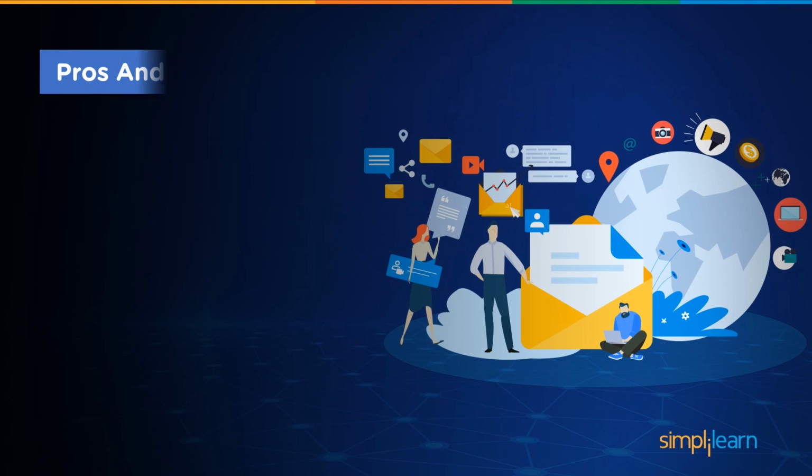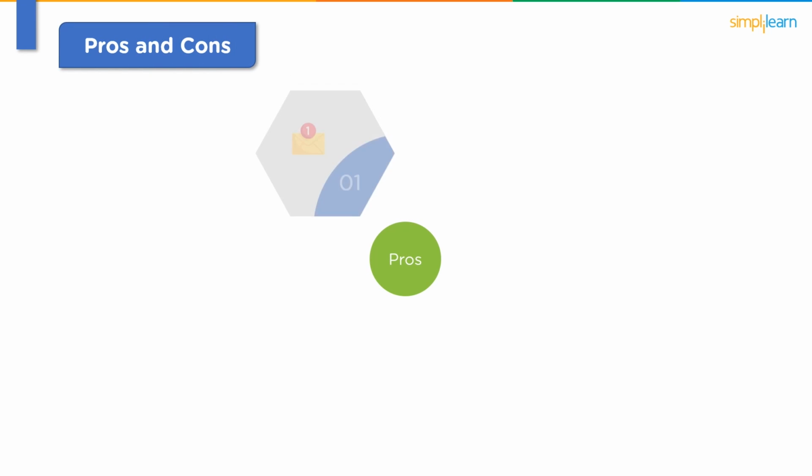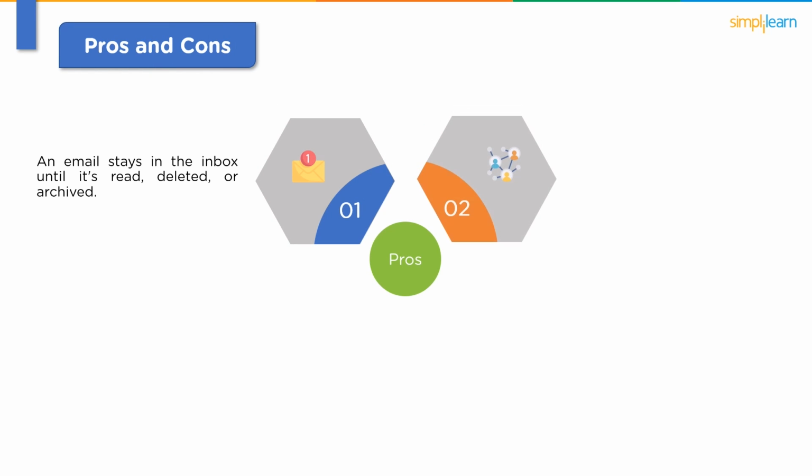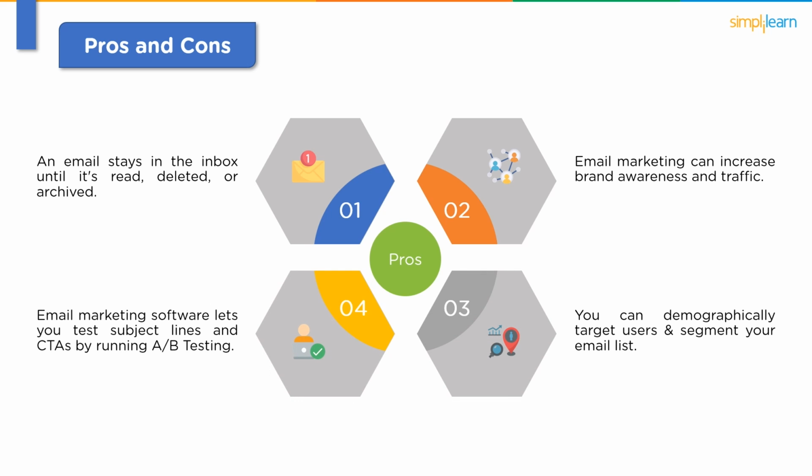So now that you understand how to use Mailchimp, let's finish this video by having a look at the pros and cons of email marketing and answering some standard questions that you may have. The advantage of email marketing is that email is the most personalized form of communication, and it stays in the inbox until it is read, deleted or archived. So that is a big advantage of email marketing.